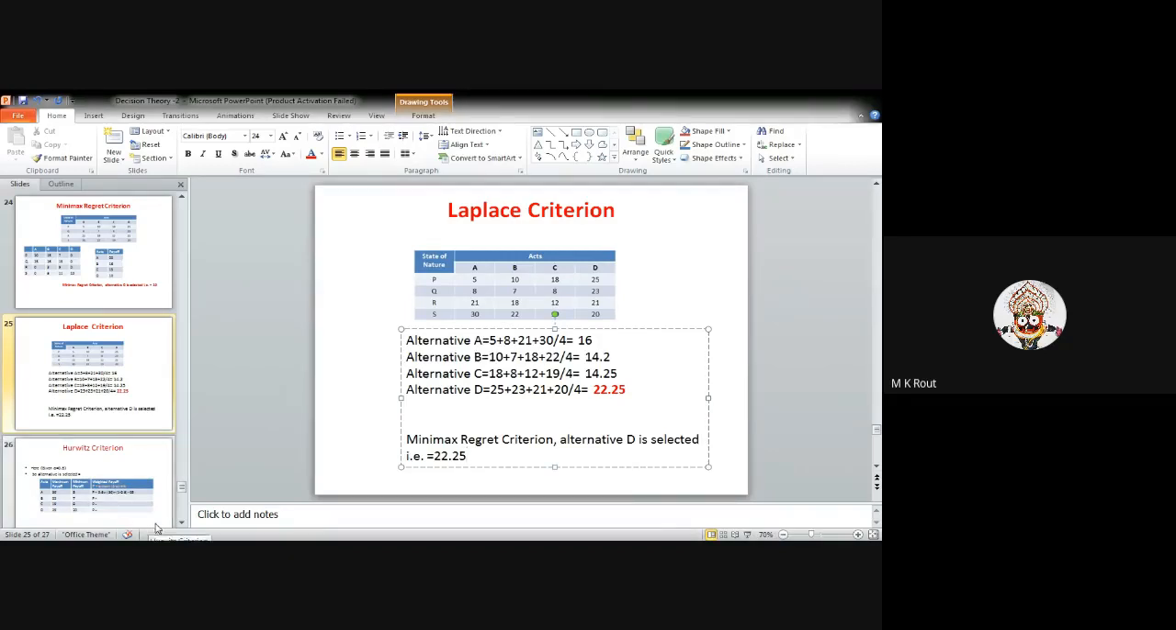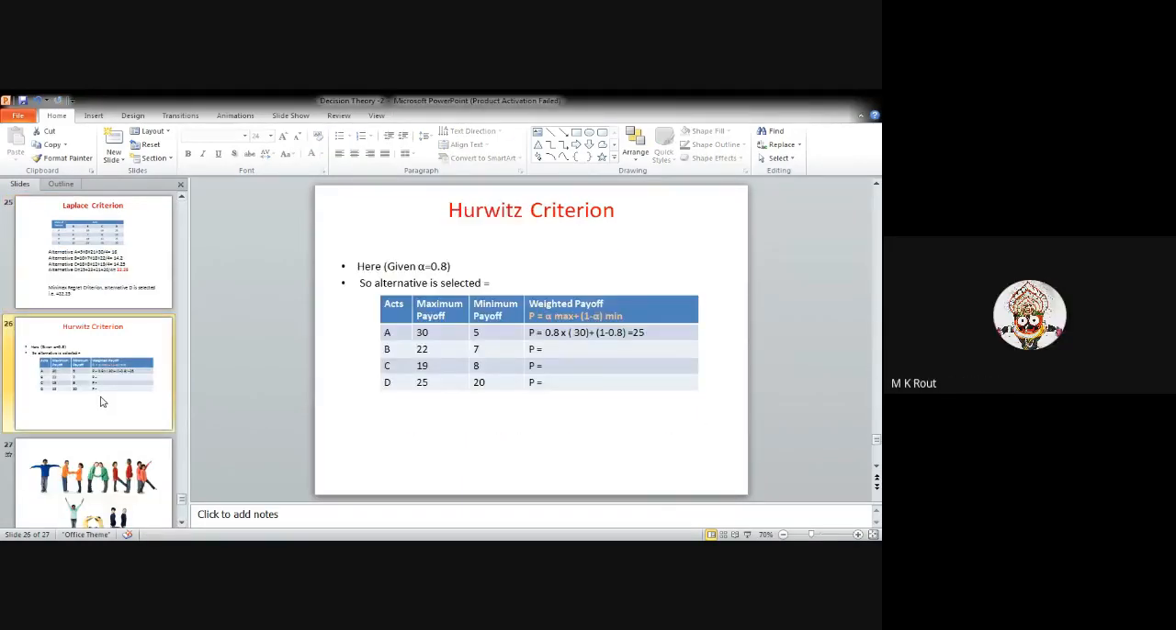Is it clear? Yes, sir. Moving to the last bit, which is Wald's criterion. Here alpha is given as 0.8. So here you have to make a particular table, that is given in the formula. That is, the Wald constant is given.